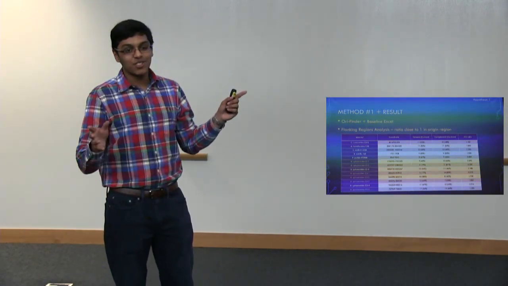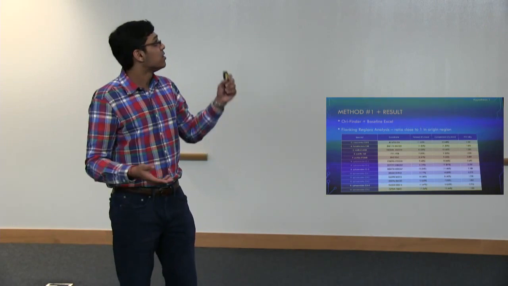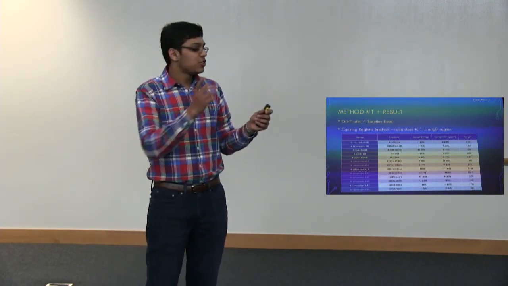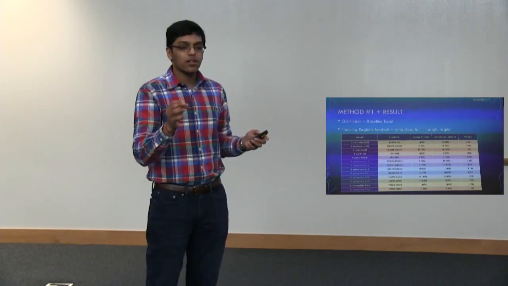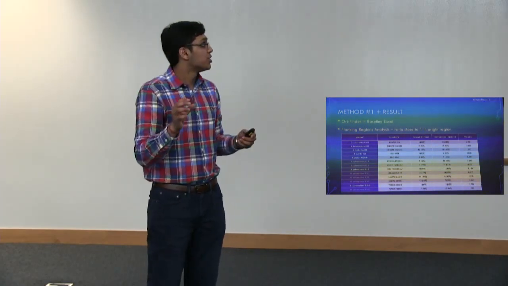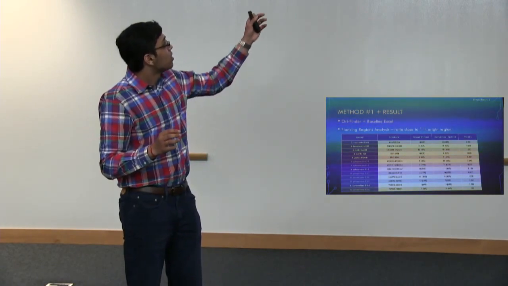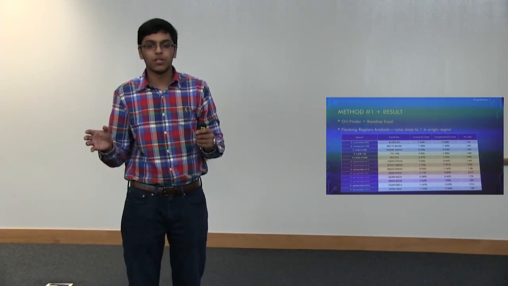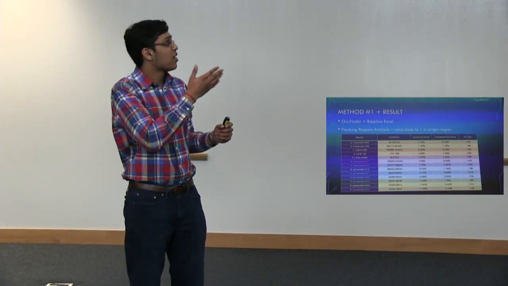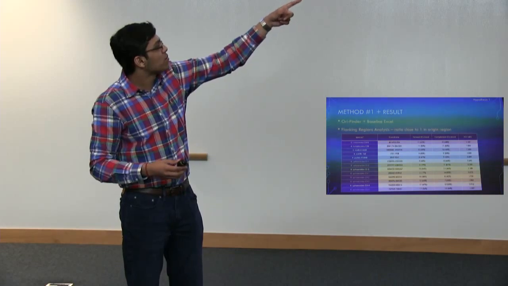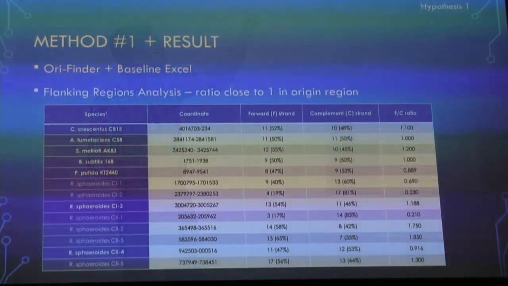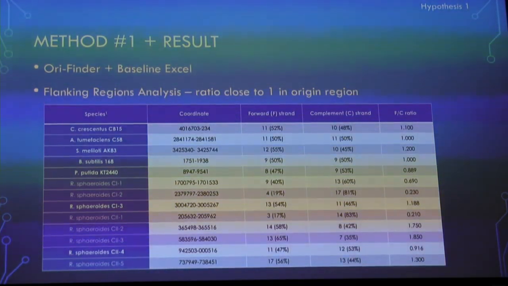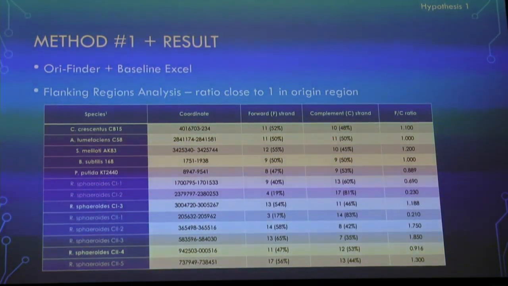So after that, I'll proceed to talk about our first method. The first method involves the flanking regions analysis. As you saw in the previous slide, you want a ratio close to 1 at the origin. So what we did is we took 5 bacteria with known origins of replication and did the same analysis on them. And as you can see in the rightmost column, the forward to complement ratio is 1, 1.1, 1, 1.3. So it's very close. That way, we know what to compare.